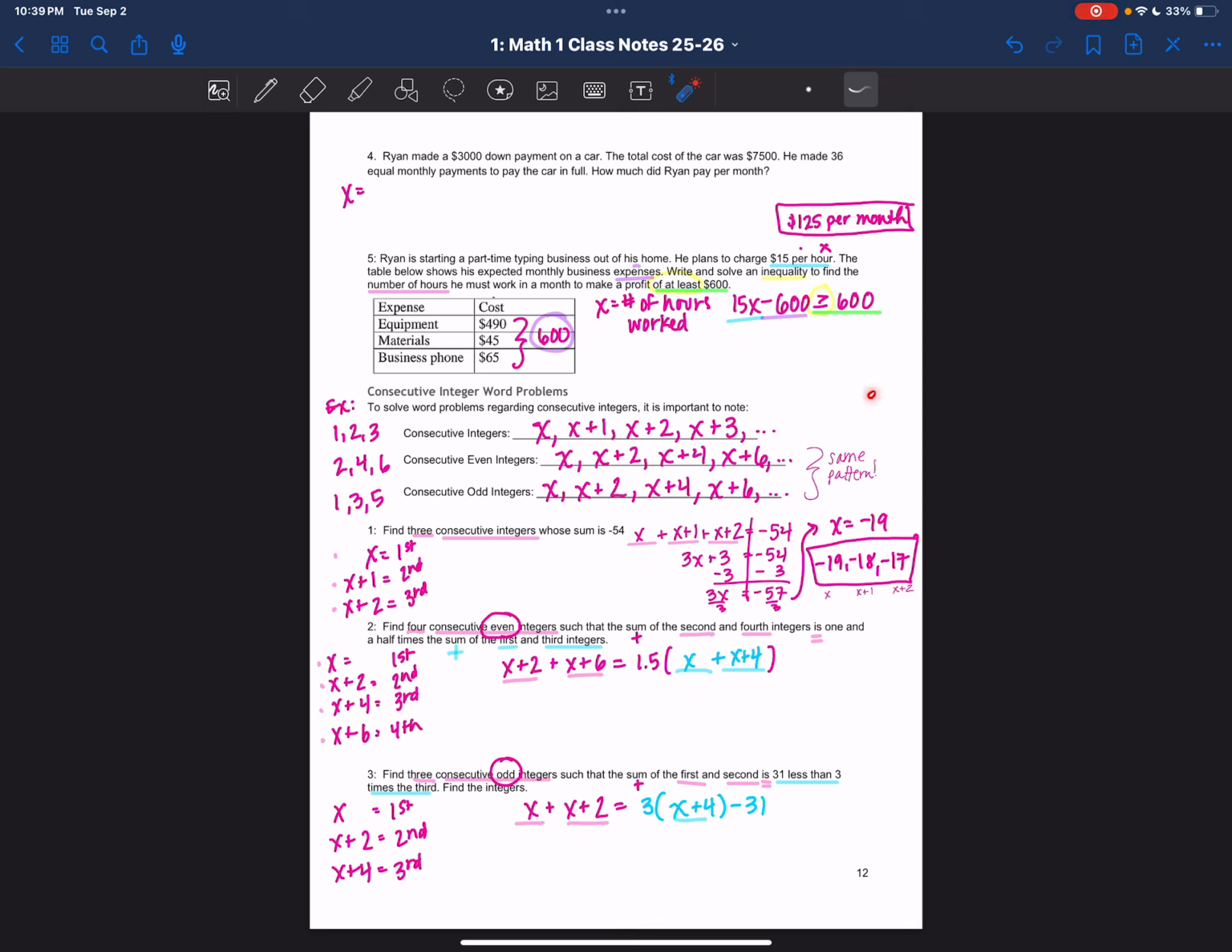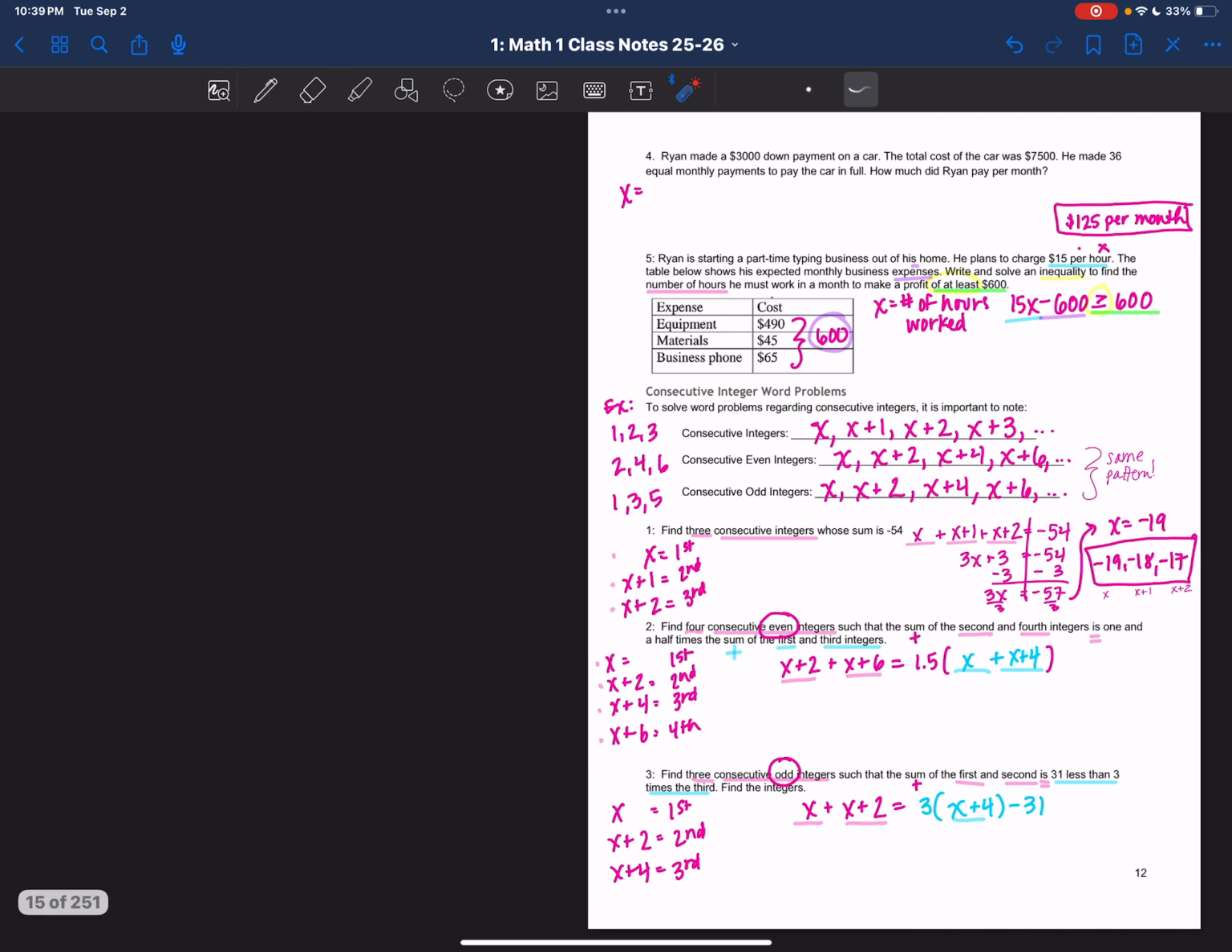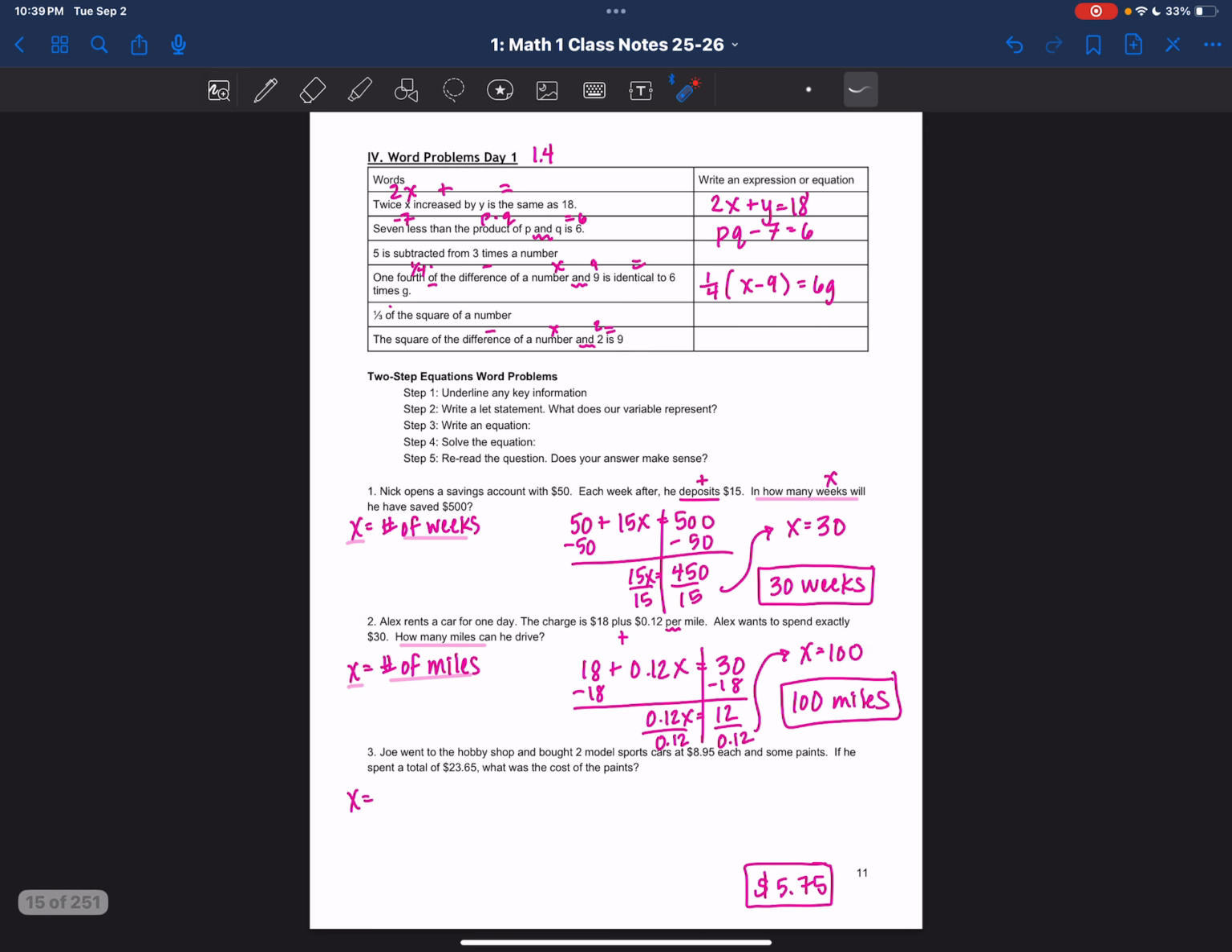So just make sure you understand what you're looking for with consecutive integers and know the pattern. And then make sure you understand how to set up an equation and how to translate. And then always double check to make sure you're answering the question being asked.